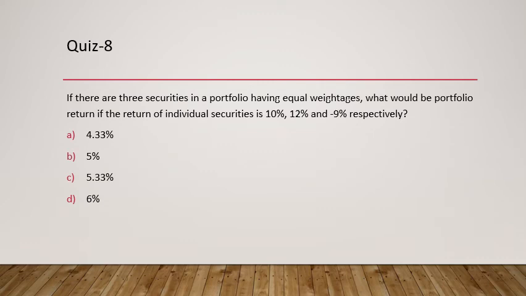The next question is question 8. It says if there are 3 securities in a portfolio having equal weightages, what would be the portfolio return if the return of the individual securities are 10, 12 and -9%. So how do we work on this? You take 1 by 3, 1 by 3, 1 by 3 as the allocation, and then multiply 1 by 3 with 10% plus 1 by 3 with 12% plus 1 by 3 with -9%. The other way could be that you add 10, 12 and -9. So 10 plus 12 is 22, minus 9 is 13. And if you divide 13 by 3, you will get an answer which is 4.33. So we can go with 4.33 as the answer here.